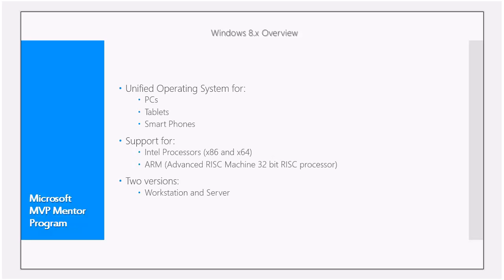So, until Windows 7, the operating system was capable of running on Intel architecture, whether it was x86 or x64. I'm not going to mention Itanium here, but it was all around Intel. What happens is Windows 8, and let's call it 8.x, was the first operating system capable of running on ARM processors. And ARM stands for Advanced RISC Machine, a 32-bit RISC processor.